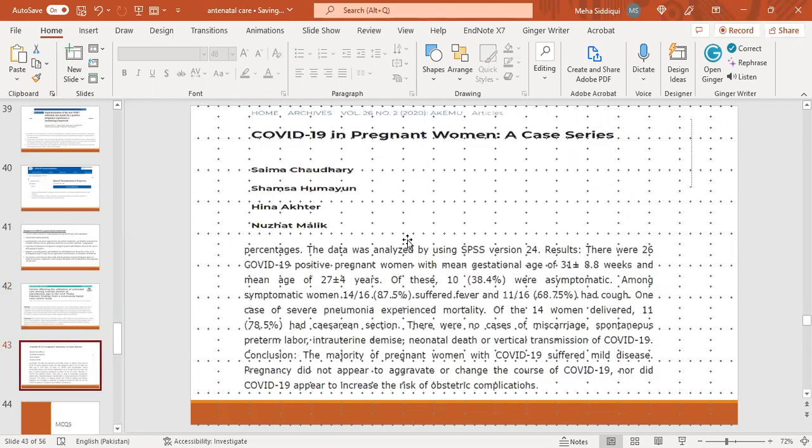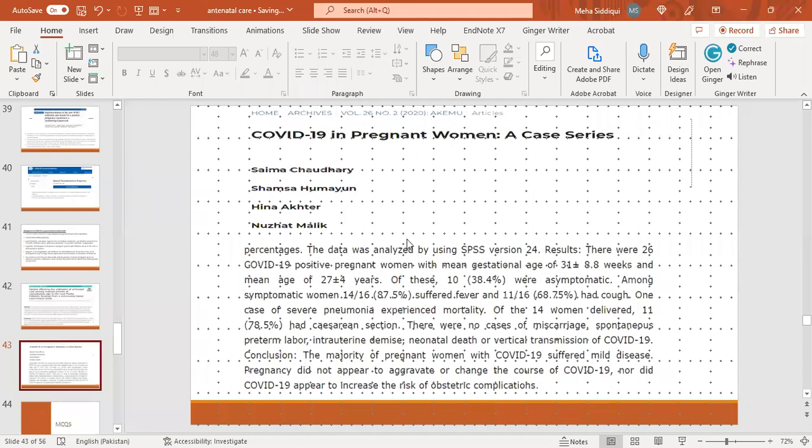COVID-19 in pregnant women: a case series. According to it, 26 COVID-19 positive pregnant women were taken in this study. Out of these, 10 were asymptomatic, and among the symptomatic, 14 were suffering from fever and 11 were having cough. And there was one case of severe pneumonia. Of the 14 women who delivered, 11 had cesarean section.